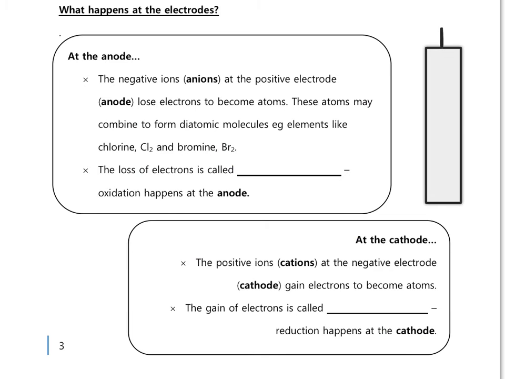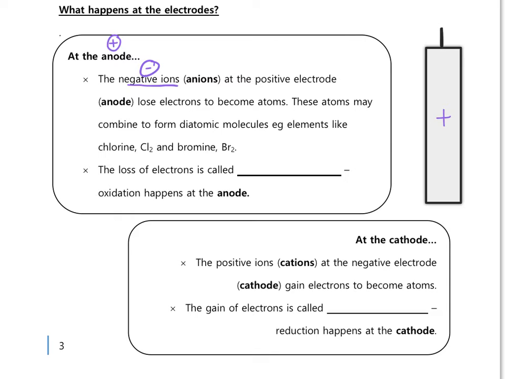So let's see what happens at each of these electrodes so that we understand what's happening during the process of electrolysis. So at the anode, first of all, let's ask ourselves, is that the positive electrode or the negative electrode? It's the positive electrode. Why? Because the negative ions, the anions, are attracted to it. So the first thing that you need to remember is that the anode is the positive electrode. So what happens at the anode?